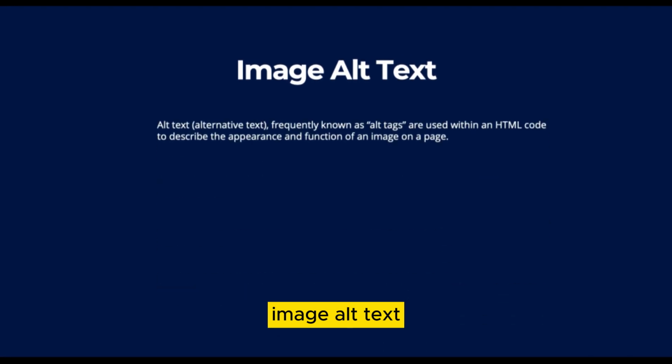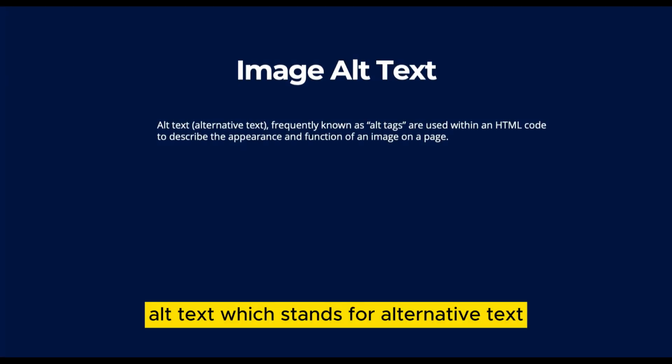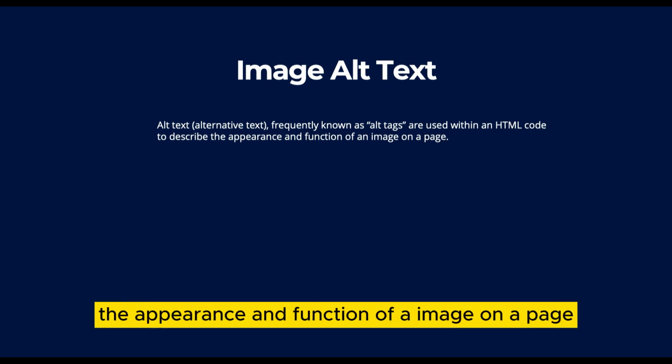Image alt text. Alt text, which stands for alternative text, which is also frequently known as alt tags, are used within HTML code to describe the appearance and function of an image on a page.